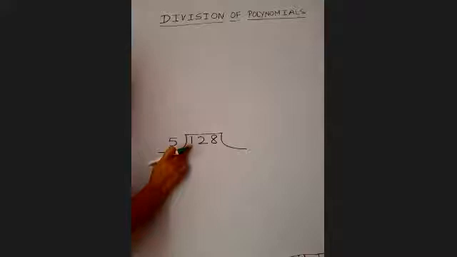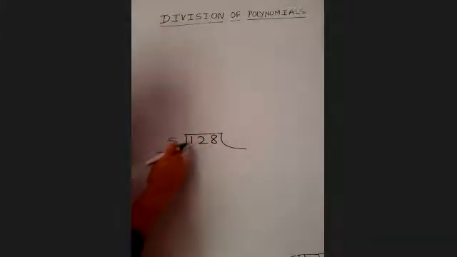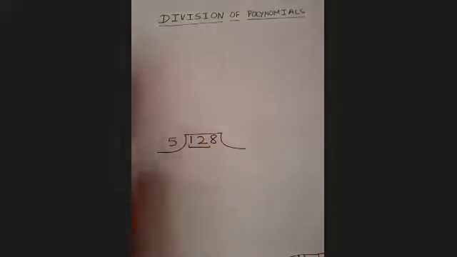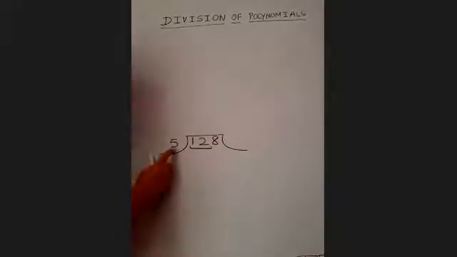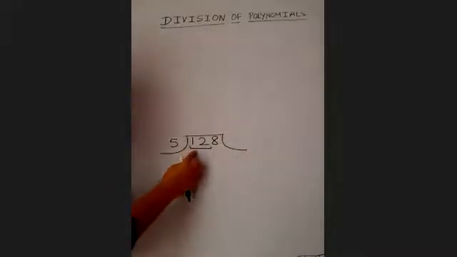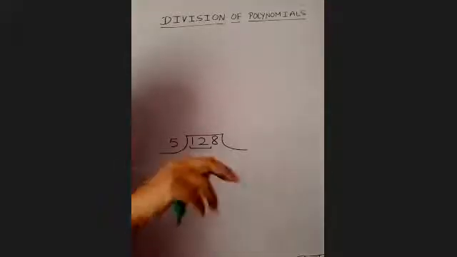How do we do it? Does 1 come in the table of 5? No, ma'am. 12? No. We have to now look for a number which is either equal to 10, or equal to 12, or less than 12. What is that number, children? 10. 5 into 2 is 10.